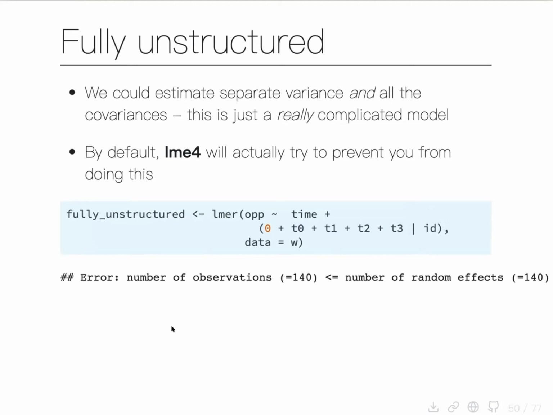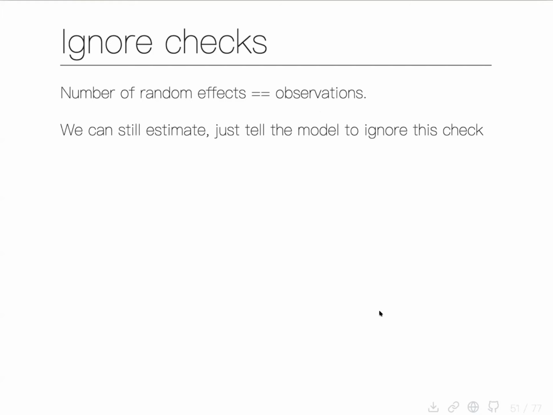By default, lme4 will actually say, don't do this. This is a crazy complicated model, and it's saying the number of observations is less than or equal to the number of random effects. In this case we have exactly equal. That's just a model check that it does for you, where it's trying to prevent you from fitting overly complicated models that probably don't make a lot of sense. But in this case, I think you could make the argument that it does make sense. It's just a really, really complicated model. So as long as the number of random effects doesn't exceed the number of observations, we can do this. And in this case, they're equal.